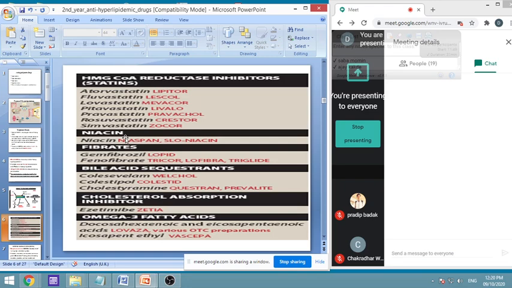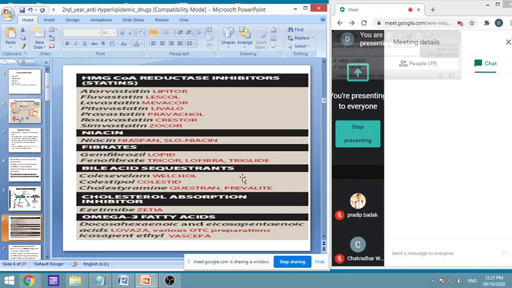Their mechanism is that they offer themselves as a substrate to the HMG-CoA reductase enzyme. This enzyme is responsible for synthesis of cholesterol, and thus it will not allow the cholesterol to be formed, decreasing the levels of cholesterol. The other drug is niacin; its class is niacin. Then the third category is fibrates. The old drug was fenofibrate, and the newer analog is gemfibrozil.